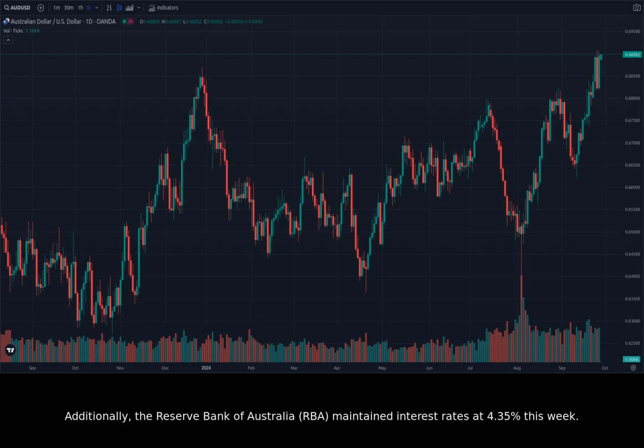Additionally, the Reserve Bank of Australia, RBA, maintained interest rates at 4.35% this week. This suggests that the RBA is not ready to cut rates yet, which could support the Australian dollar.